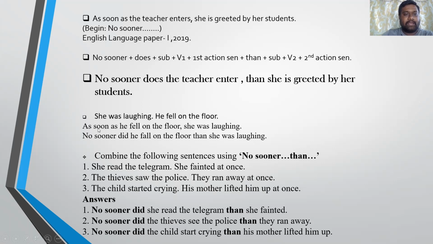Number one, as soon as he fell on the floor, she was laughing is one way you can answer, by using as soon as. No sooner did he fall on the floor than she was laughing, or you can use no sooner had he fallen on the floor than she was laughing.